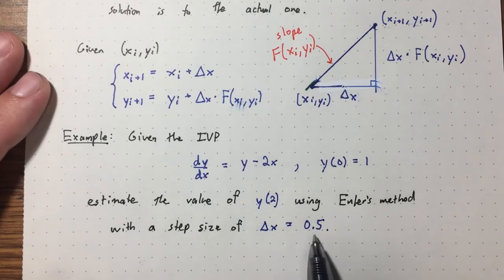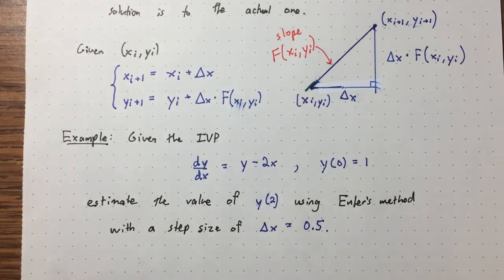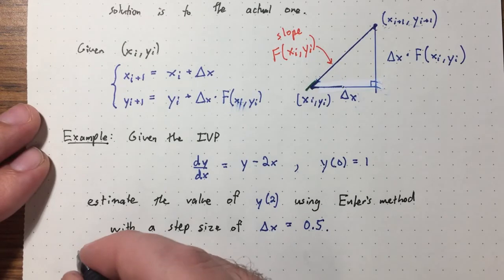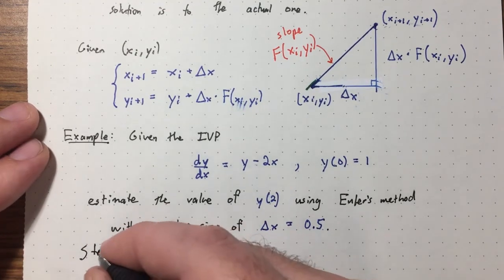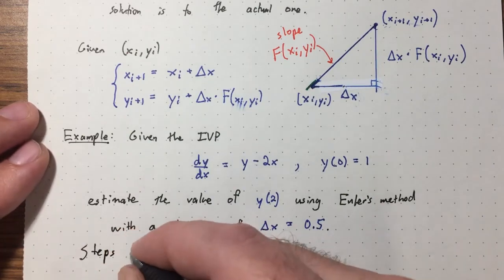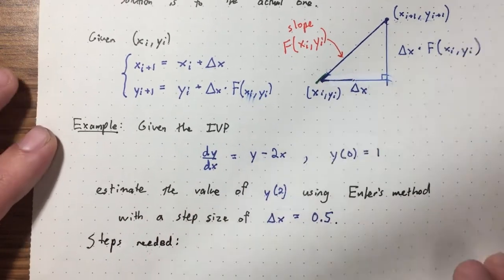With a computer, you can do a much, much smaller step size and do many, many more steps, and you'll get a much more accurate value for y of 2. But just because we're going to do this by hand and we don't want it to get too crazy, we're going to pick a fairly large step size. And so let's first figure out just how many steps we're going to need to do.